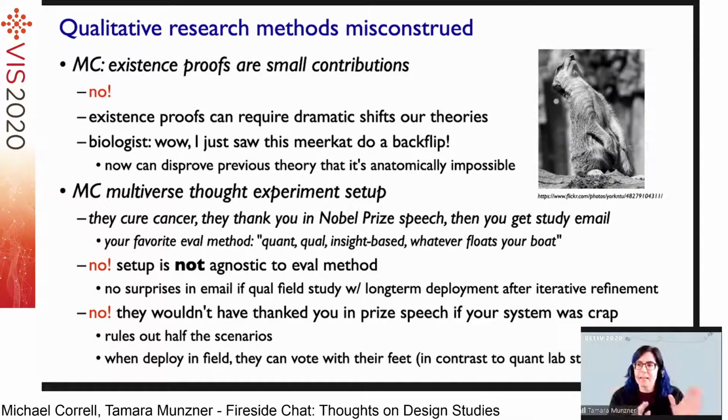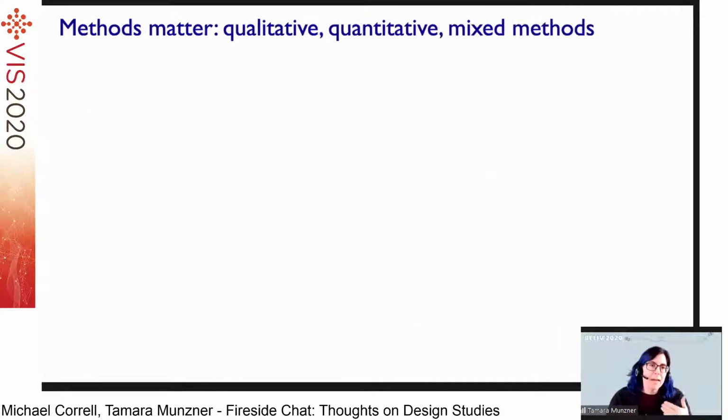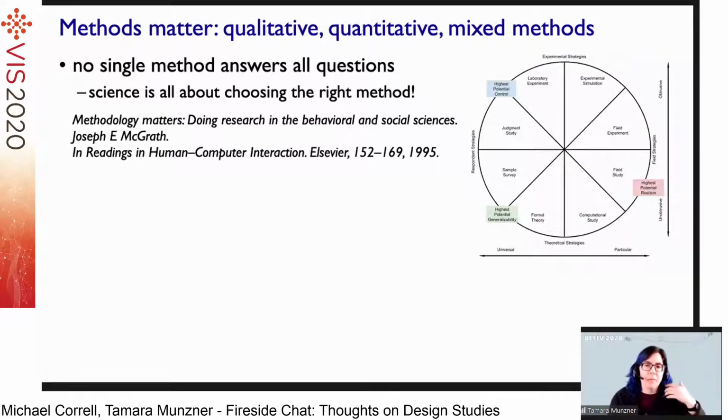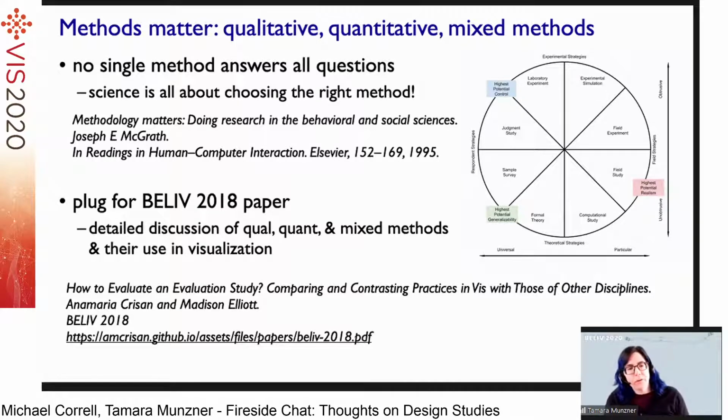A key thing, and this gets back to methods, if you deploy in the field, they can vote with their feet by walking away. They don't have to use it. They're not trapped in your lab with you and a stopwatch where you've locked the door for the next 45 minutes. So methods do matter. This whole thing about qualitative and quantitative and mixed methods, I think a lot of us know the methodology matters circumflex from McGrath. And so methods are really crucial. I do want to put in a plug for the paper from last time's BELIV, where it really goes deep into what you can do with these various methods, because we can't treat them in a completely unified way. The methods really do matter. And with that, I'll stop sharing.